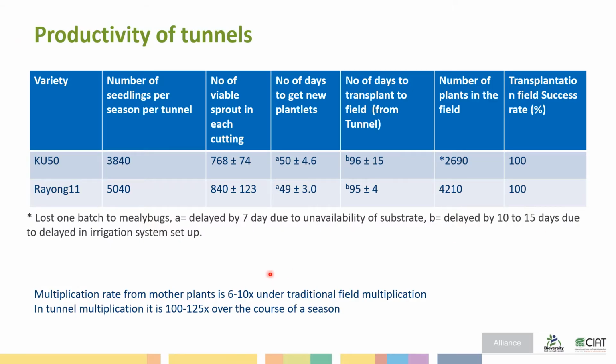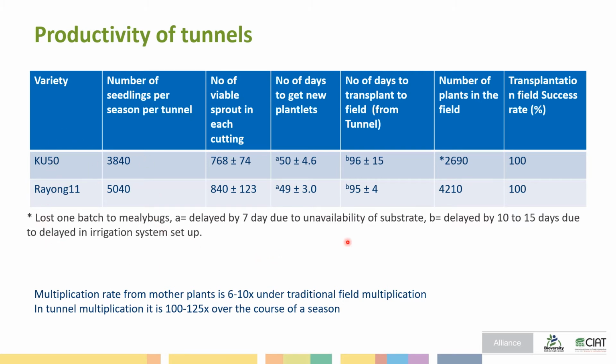So here is the productivity of the tunnel. This is initial data from the start, when the Laos tunnel system was not automated properly, so the irrigation system was hand and manually operated. Now we have upgraded that with an automated, computer-controlled system. You will hear more about it from the respective country presentations.